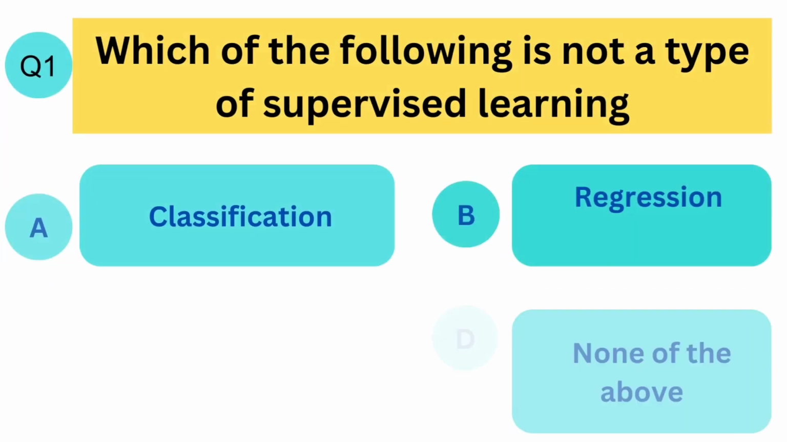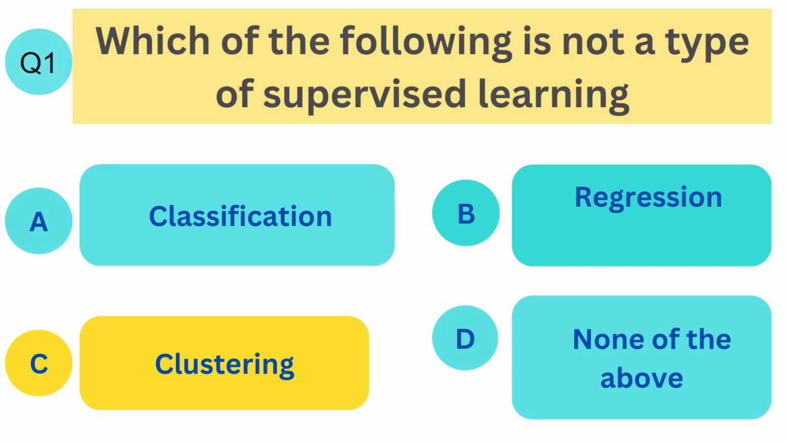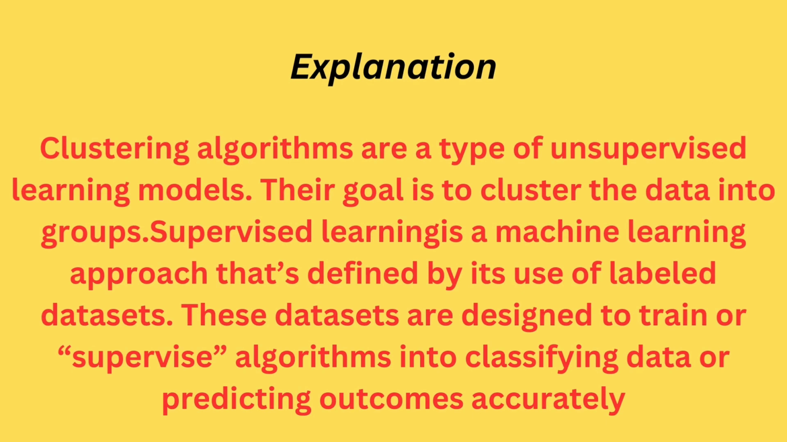Answer is C. Clustering. Clustering algorithms are a type of unsupervised learning models. Their goal is to cluster the data into groups. Supervised learning is a machine learning approach that's defined by its use of labeled datasets. These datasets are designed to train or supervise algorithms into classifying data or predicting outcomes accurately.